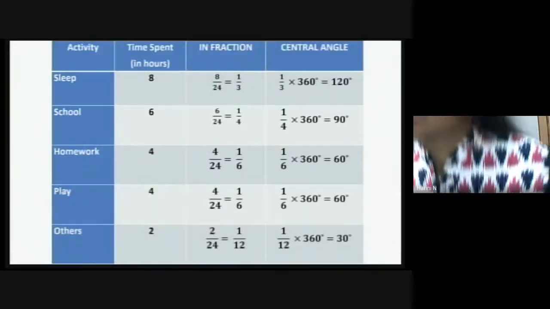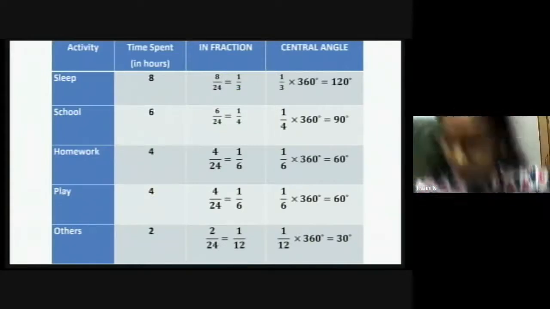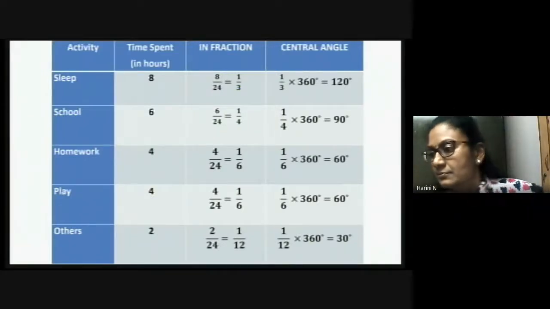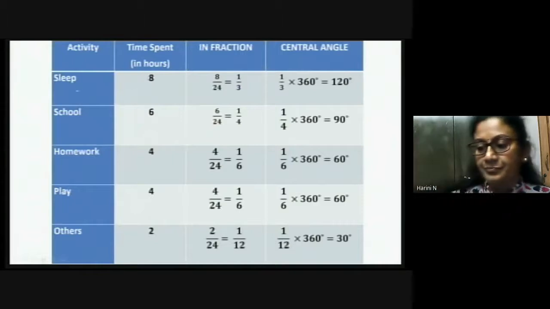Why should we find that fraction? Because we have to represent it as a part of the entire circle. And what have we taken the entire circle as? As a complete day, which consists of 24 hours. So, out of the 24 hours, 8 hours is spent sleeping.